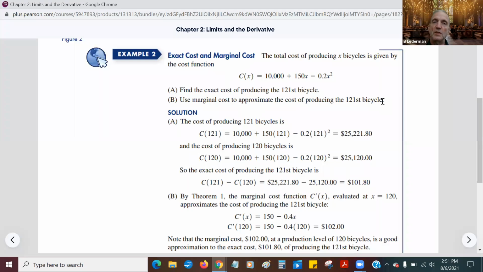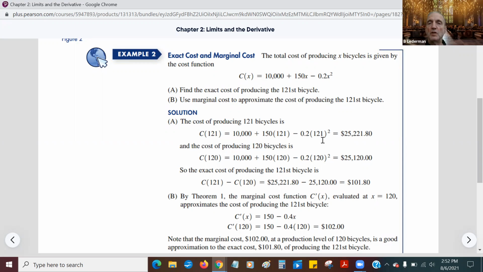So let's just take this one at a time. The exact cost of producing 121 bicycles is C of 121, which is 10,000 plus 150 times 121. We're just plugging 121 into this top formula.